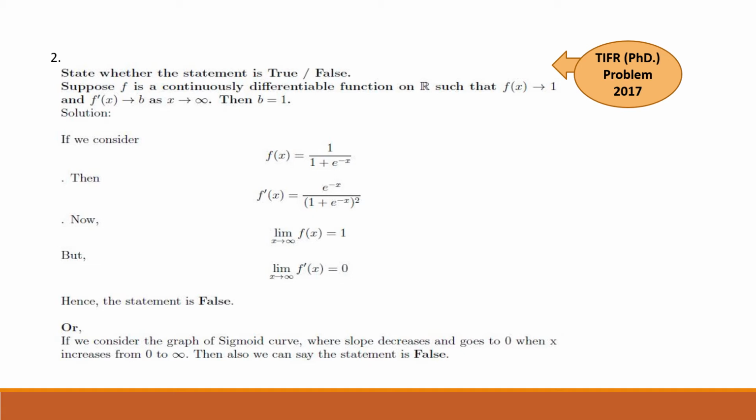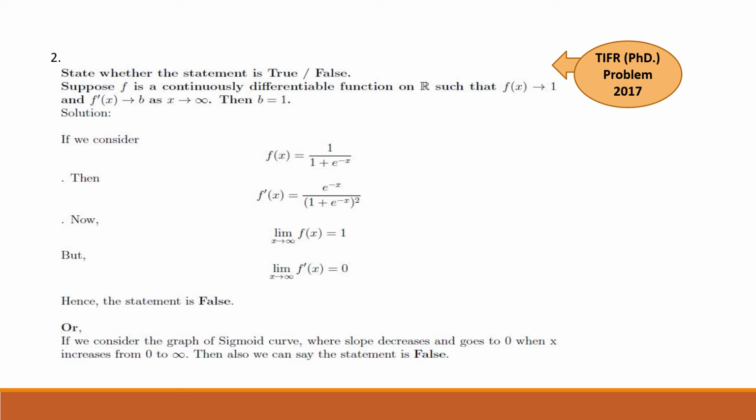So now if you consider the function f(x) equal to 1 by 1 plus e to the power minus x, look at the derivative. It is equal to e to the power minus x by (1 plus e to the power minus x) whole square. So when x goes to infinity, f(x) goes to 1, but f dash x goes to 0 when x goes to infinity. So the statement here is false.